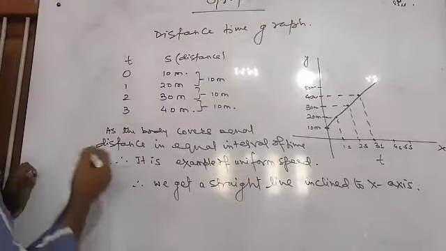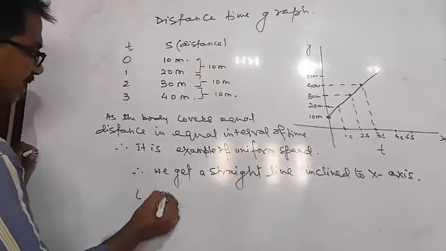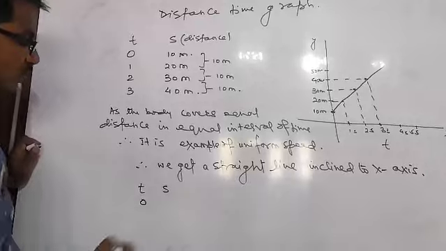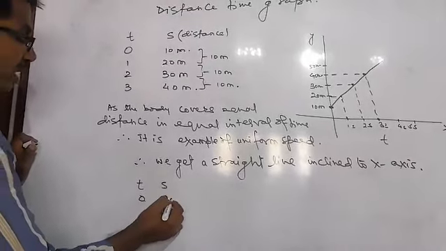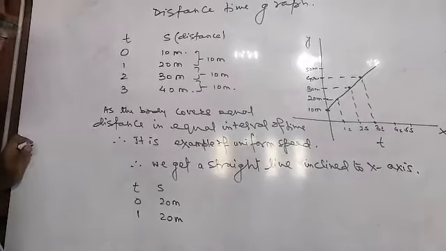Now let us know about, suppose at time equal to 0, distance is equal to 20 meter from you. In 1 second again you find 20 meter from you.